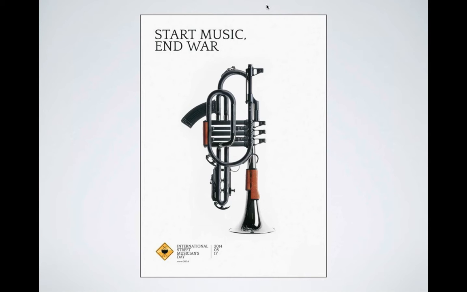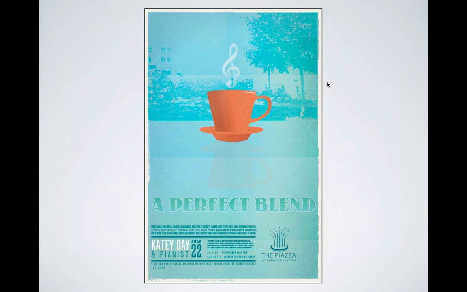This is a pretty straightforward visual hierarchy. There's only 3 real focal points. First is this large musical instrument made out of a gun. Second is the Start Music Indoor tagline. And then third would be the identification, the logo, and the brand identification, International Street Musicians Day, and the date. So there is a very distinct hierarchy of priority. They're not always quite so cut and dry.